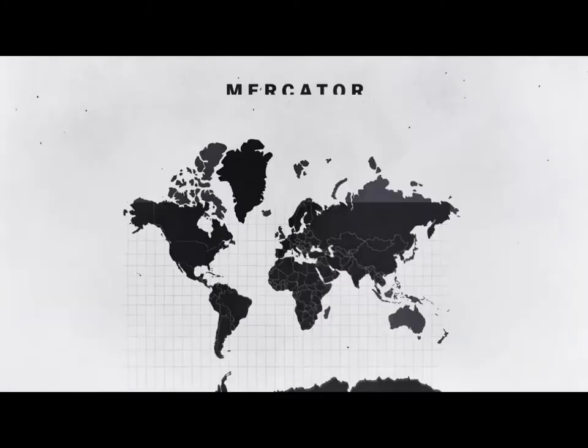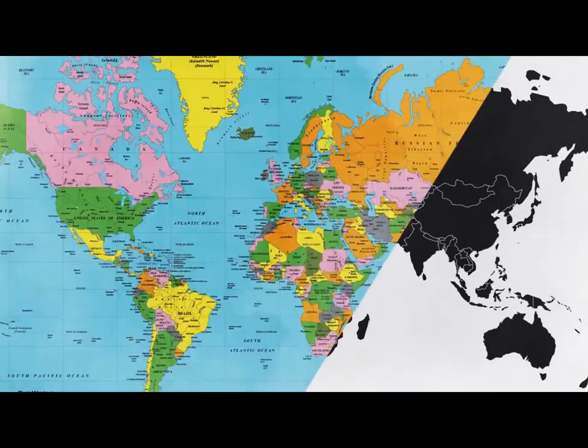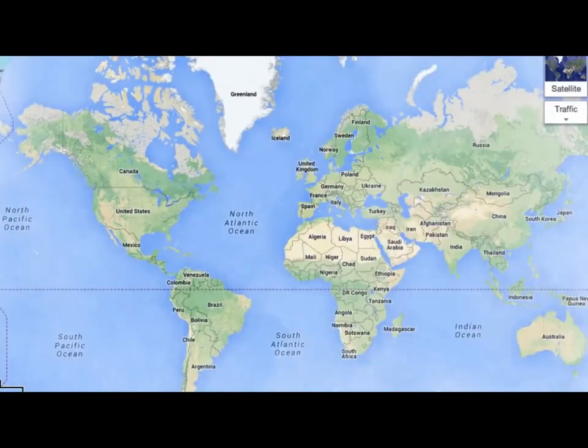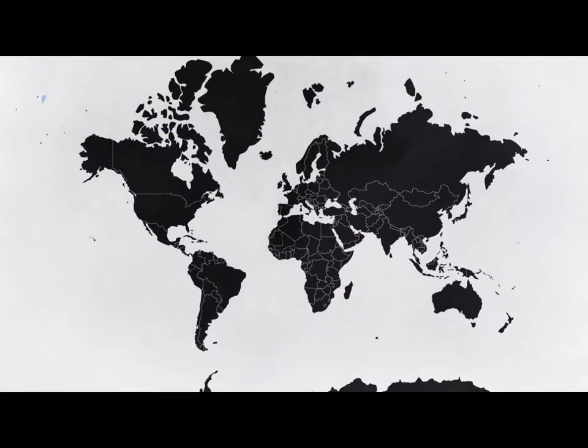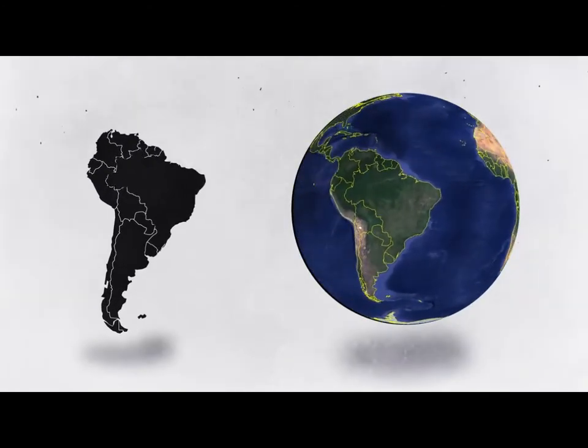Here's an example. This map is called the Mercator projection. If you're American, you probably studied this map in school. It's also the projection that Google Maps uses. The Mercator projection is popular for a couple of reasons. First, it generally preserves the shape of countries. Brazil on the globe has the same shape as Brazil on the Mercator projection.